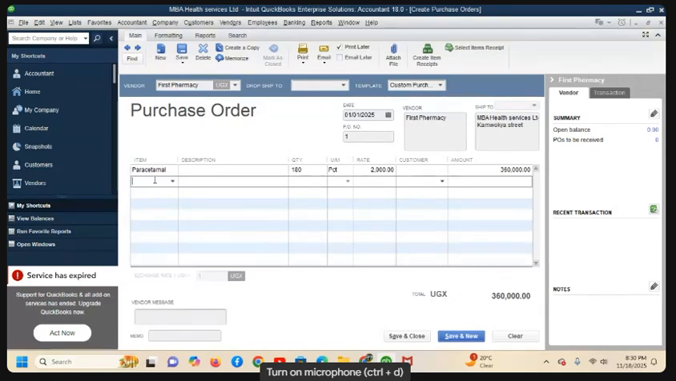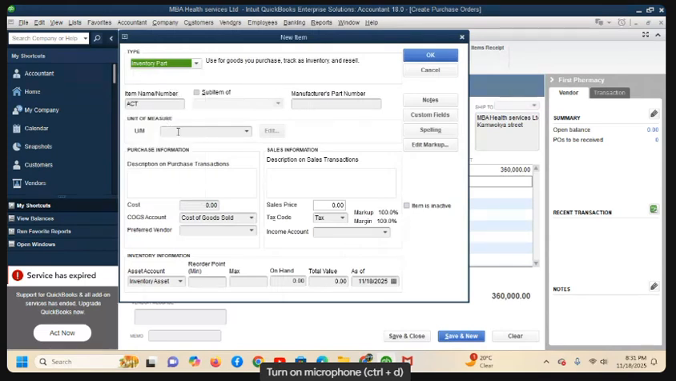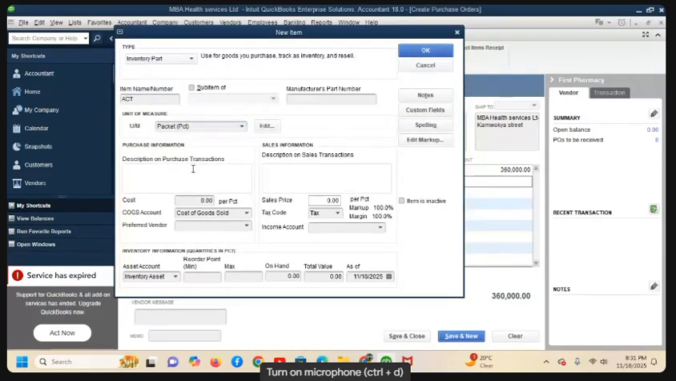ACT. ACT is measured in what? It is an inventory item. What is the unit of measure? Is it also in packets, boxes, or what? Yeah, it's in packets. So we can come and select packets.